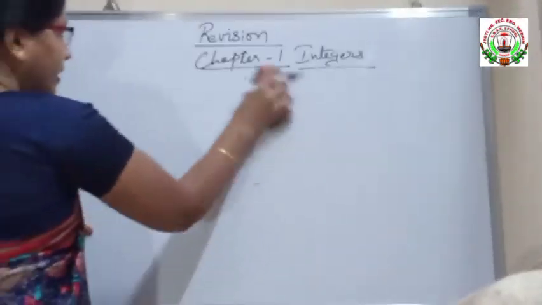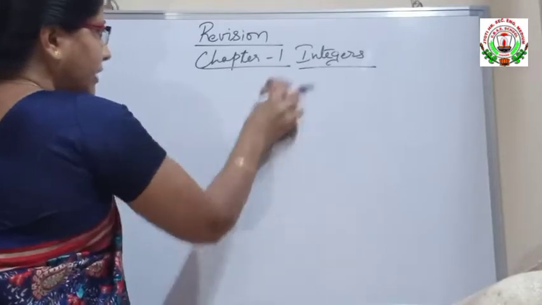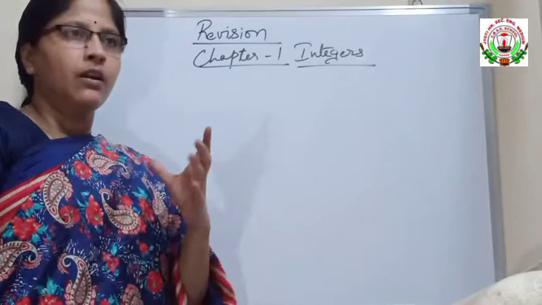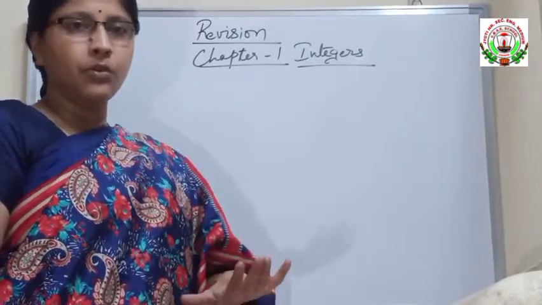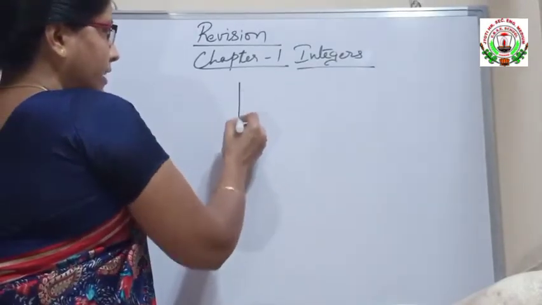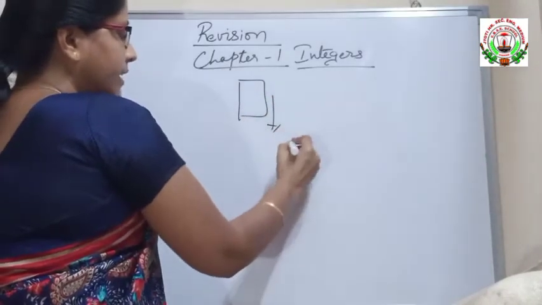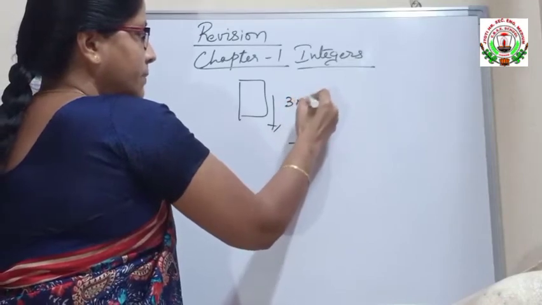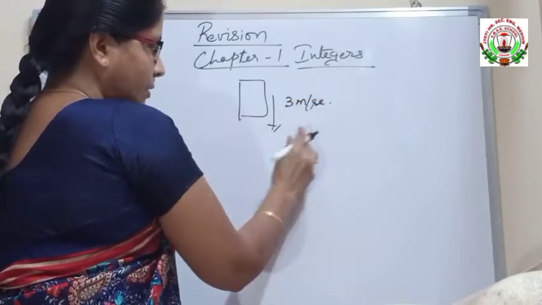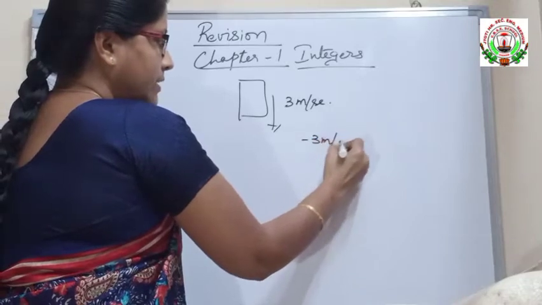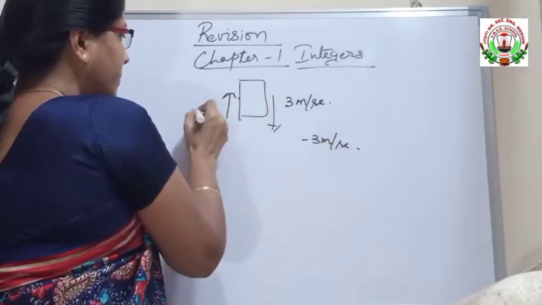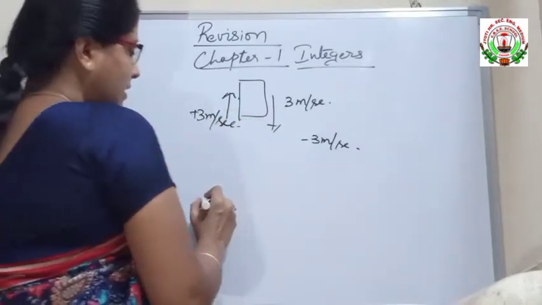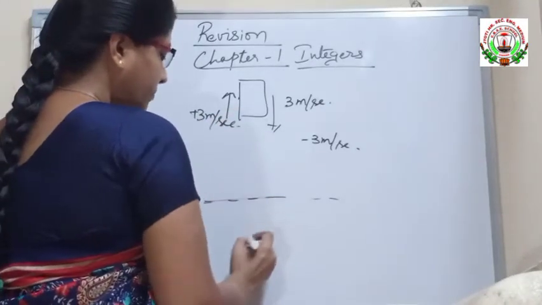Next, in your exercise 1.1, they have given only problem solvings. As your elevator is coming down, it is minus. If it is coming down at the rate of 3 meters per second, it will be minus 3 meters per second. If it is going up, then it will be plus 3 meters per second.